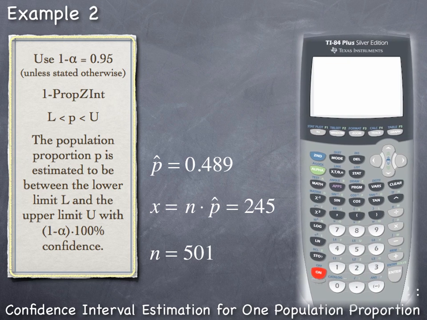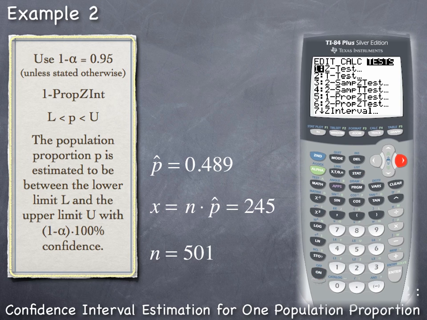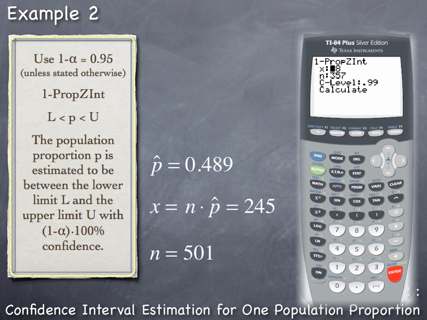So now we can take the TI-84 calculator, press stat to do statistics, arrow over to the test menu, that's where the confidence interval hypothesis test commands are found, arrow down until the cursor is next to 1 prop zint. Press enter to select, and then input the value for x. X equals 245, enter. N equals 501, enter. The confidence level is the customary 0.95 for 95%, enter. And with the cursor blinking on calculate, we press enter to calculate our confidence interval.